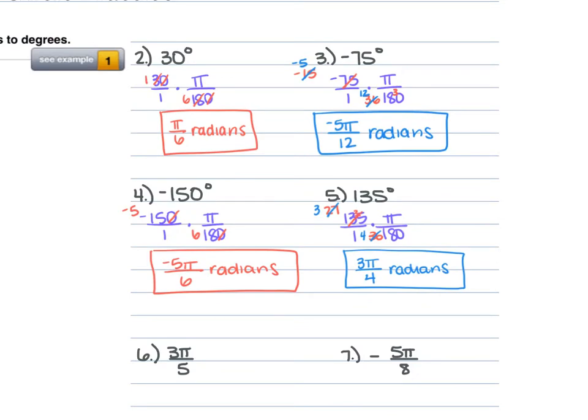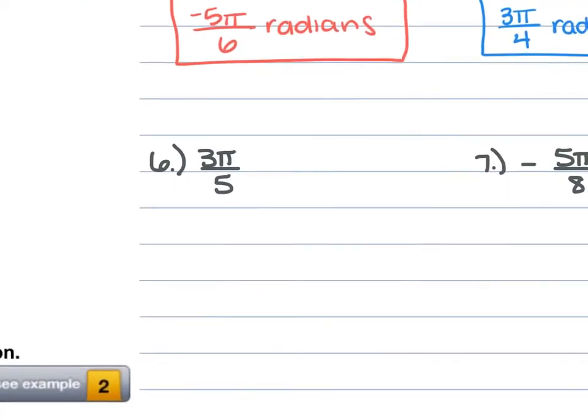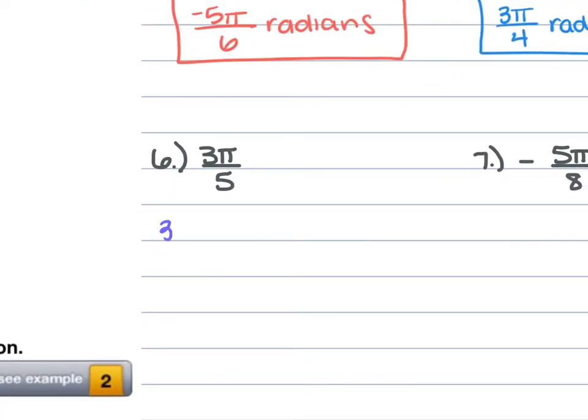For 6, I'm given 3 pi over 5, so we're going to turn this into degrees. We're going to have 3 pi over 5 times 180 over pi. Those pi's would cancel out. The 5 becomes a 1, the 180, the 5 goes into 18 3 times with 3 left over, and then 5 goes into 30 6 times. So we have 3 times 36, which gives us 108. So this is going to be 108 degrees.